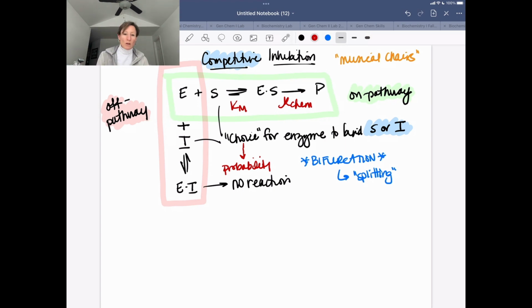Okay, so continuing with the discussion of this off pathway, just like we had a Km, that Michaelis constant that had to do with the equilibrium between free enzyme and substrate and the enzyme-substrate complex, we can think about a similar equilibrium constant, this Ki value.